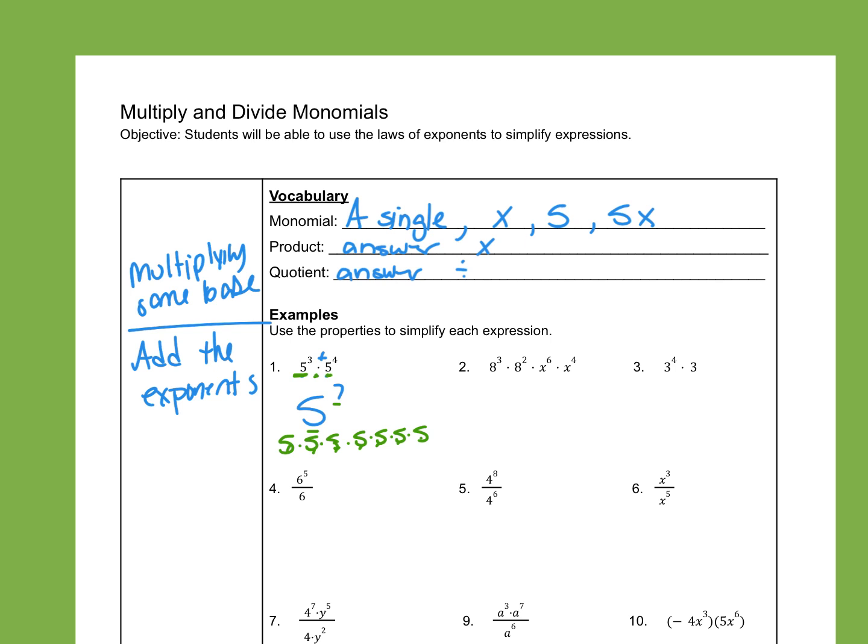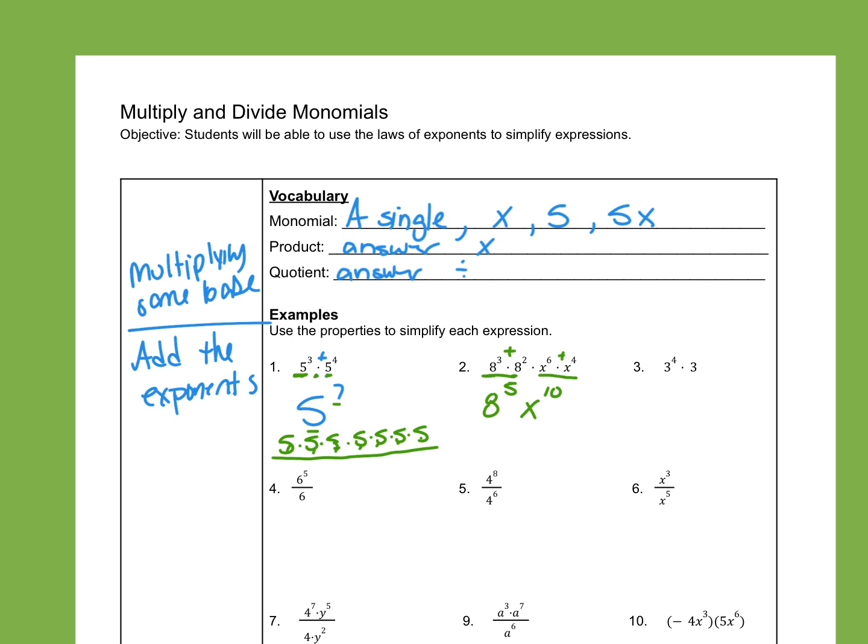On number 2, I've got 2 different bases. So the base of 8 I can put together, and 8 to the 3rd times 8 to the 2nd is 8 to the 5th. Again, the shortcut is we're just adding those exponents. Or we can think about what that would look like written out. And then these have the same base, x's, so those I can put together, and that becomes 6 plus 4, which is x to the 10th. So again, the shortcut is just to add those exponents together, or we could write it all out like we did in number 1, and then write it as an exponent.